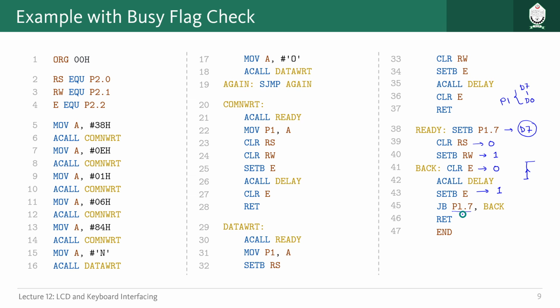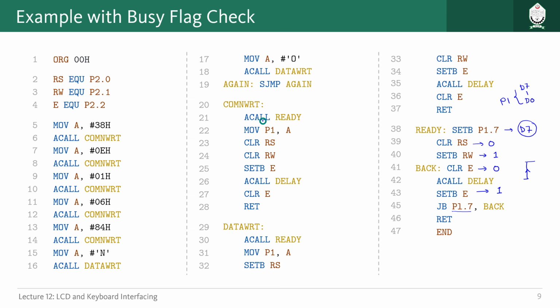And whenever this particular pin becomes 0, or we get the value 0 from D7, we can say the LCD is not busy anymore. We can move on to sending more data to our LCD, right? So that is how it's done.